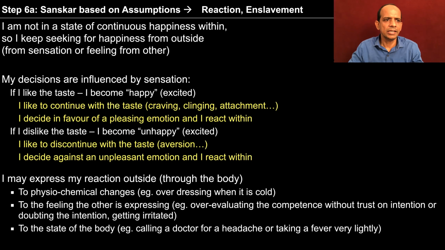Now in step 6a, we are saying that if the sanskar is based on assumptions, then there is reaction, and this is enslavement. So if my sanskar is based on assumptions, right, then I am not in a state of continuous happiness within. So what do I do? So I keep seeking for happiness from outside, either from some sensation or to get some feeling from the other. And when I'm trying to get some feeling from the other, that is again an information that I am getting from the body. Okay, somebody saluting me is again a behavior of the other that I am able to see through sensation. So we keep on seeking happiness from outside, and then my decisions are influenced by sensation.